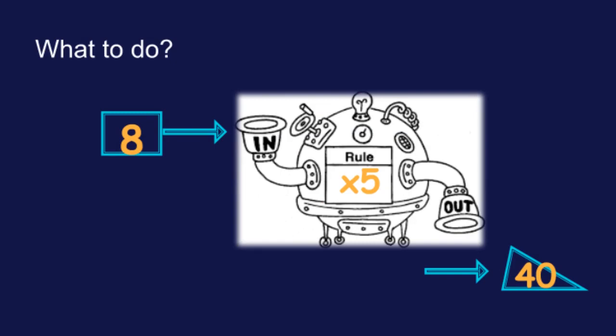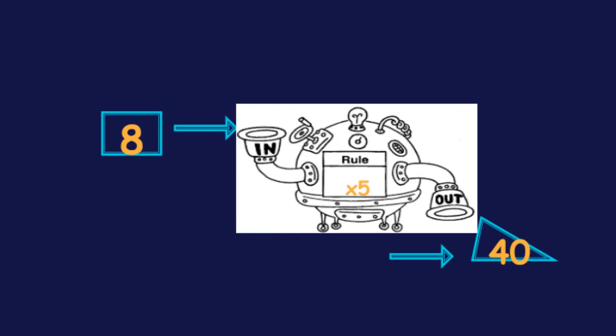Here, the input is 8. It goes in, and the rule applied is to multiply it by 5. Here comes the output, 40. Now I will show you how it works.